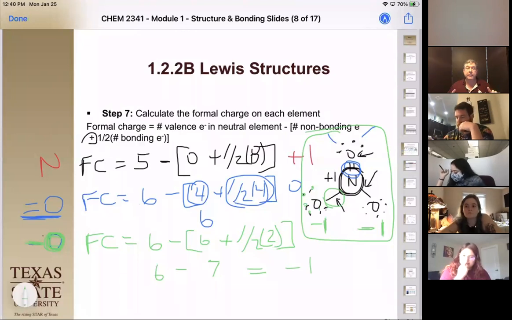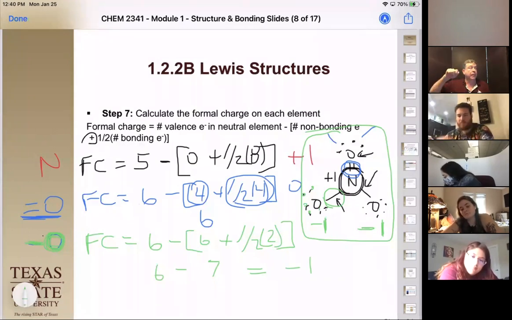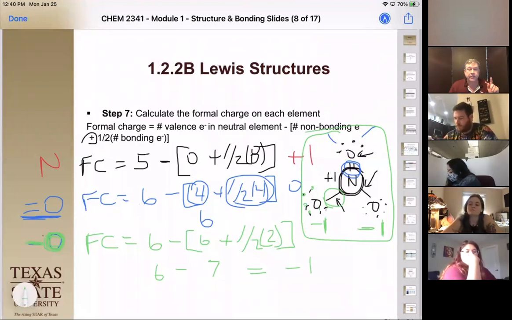Okay, does everybody see where the valence electrons come from, the non-bonding electrons, and why we only use half of the bonding electrons? Yeah, good, thumbs up. Okay. The chat is up and working, so you can use that if you want.